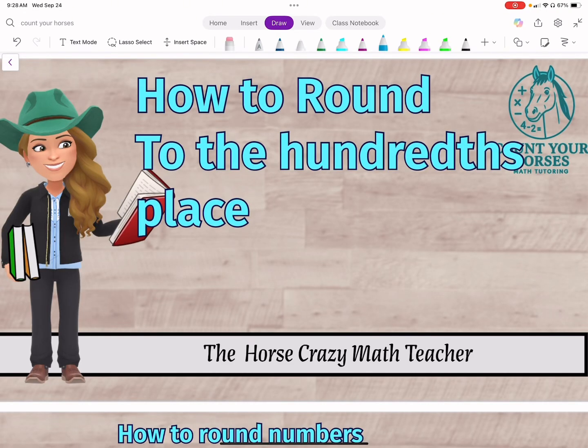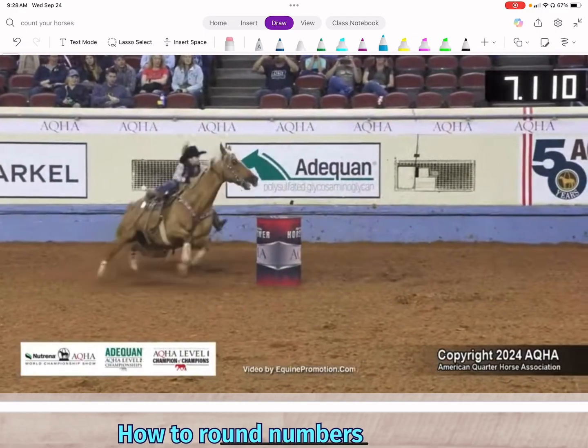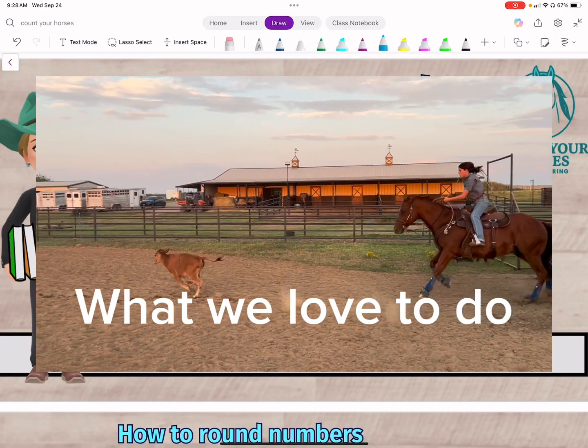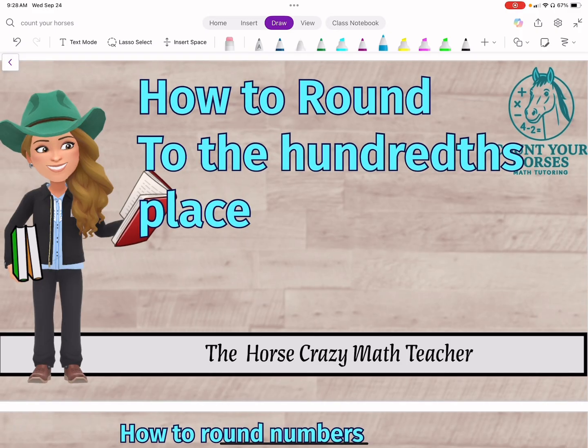Let's talk about rounding. And no, I don't mean barrel racing rounding, like rounding the third barrel or anything. Let's talk about rounding these numbers. I know it can seem pointless, but today we're going to talk about how rounding can help us save time and get back outside and do what we love to do instead of sitting here looking at our math paper. So let's get this done and let's look at rounding.